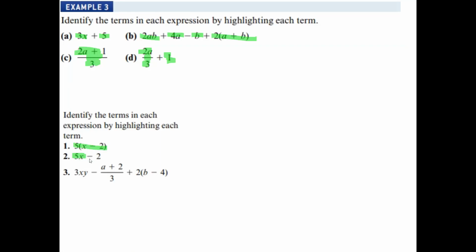Here you have 2 terms. This one, term, 2 terms. This quotient is a term, and term, 3 terms. So highlighted are terms.